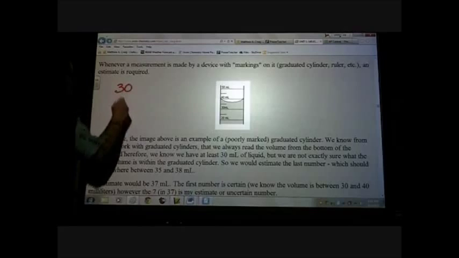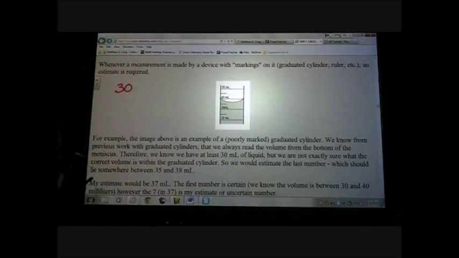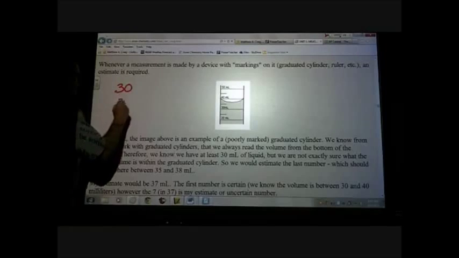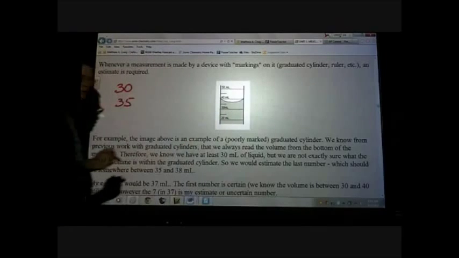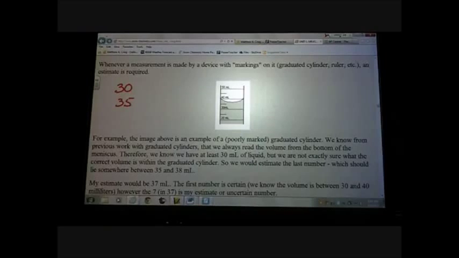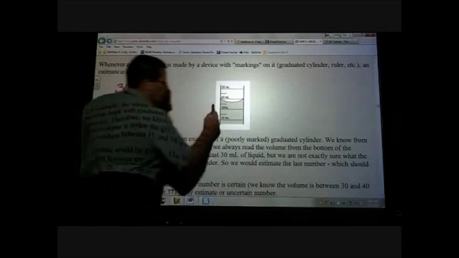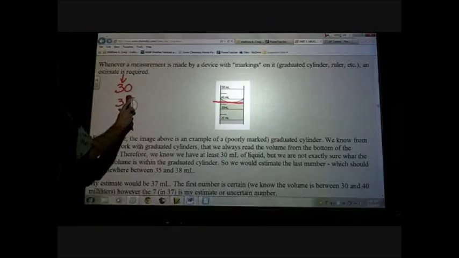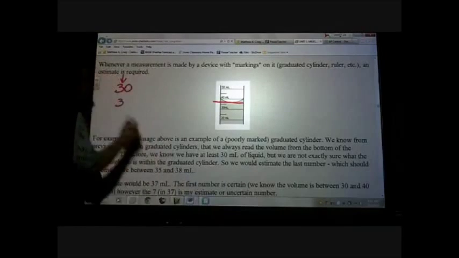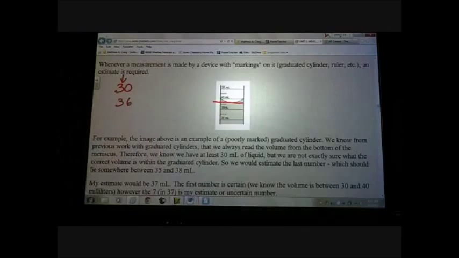Yeah, we know we have at least 30 milliliters. Is it safe to say we have at least 35? Okay. So it's safe to say that we have at least 35. Can we say for certain that we have 36 or 37? No. Since we don't know what this value right here is, that's our one uncertainty. We know for sure that we have 30 milliliters in there. We know we have at least 35, but really we're guessing when we say that we have 36 or even 37.